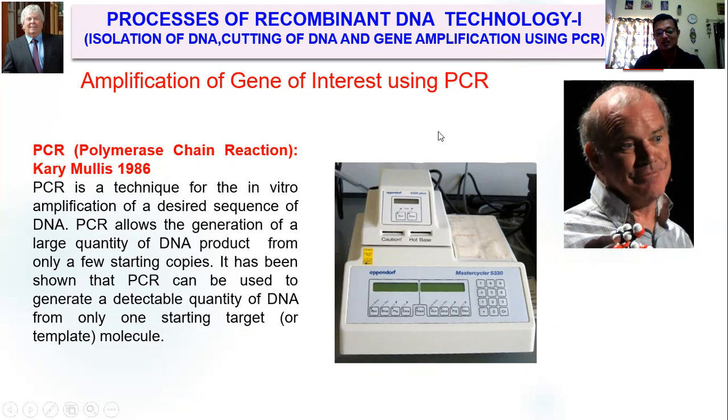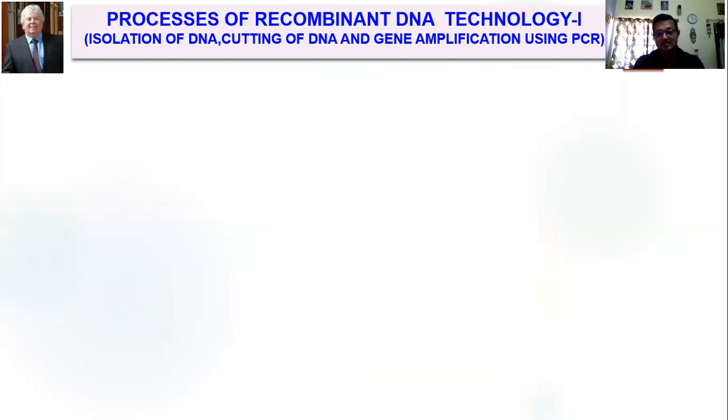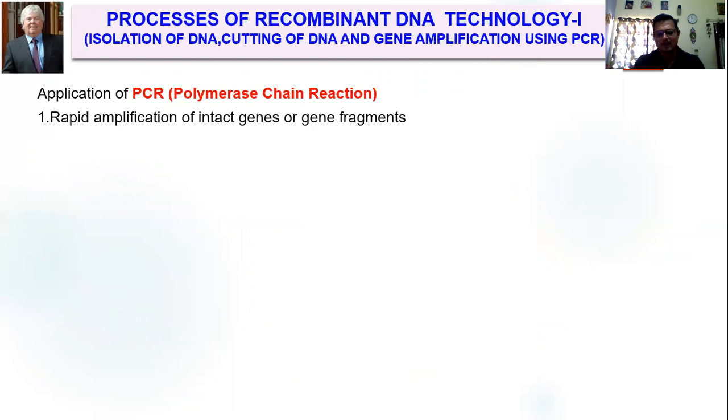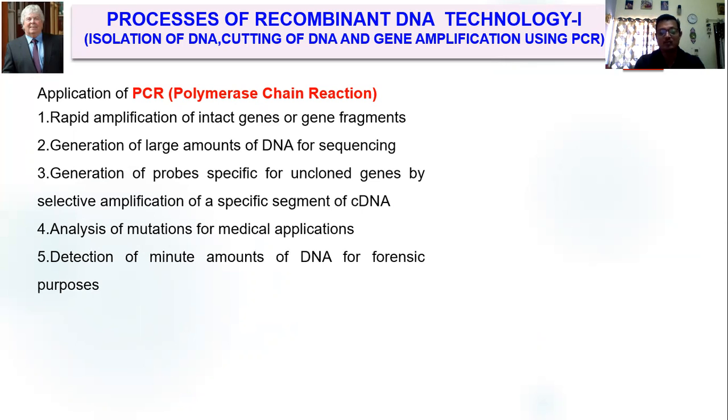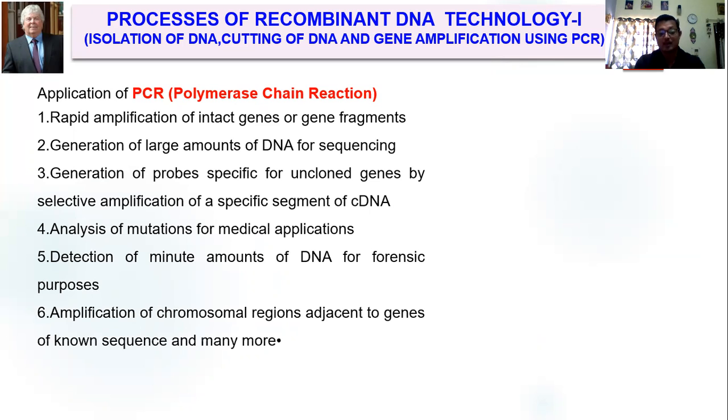The machine that you see here is a thermocycler, which allows change in temperature. What is the basic principle behind this? Let's have a look at it. Before that, let's see what is the application of PCR. It is used for rapid amplification of intact genes or gene fragments, generation of large amounts of DNA for sequencing, generation of probes specific for uncloned genes by selective amplification of a specific segment of DNA, analysis of mutation for medical application, detection of minute amounts of DNA for forensic purpose, and amplification of chromosomal region adjacent to genes of known sequences, and many more applications.